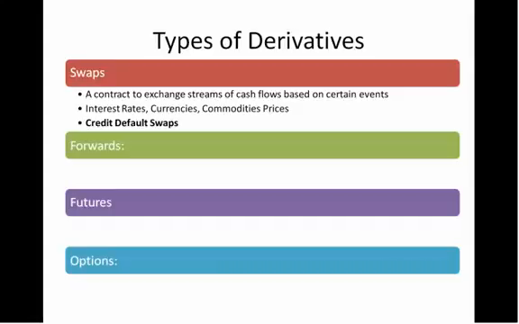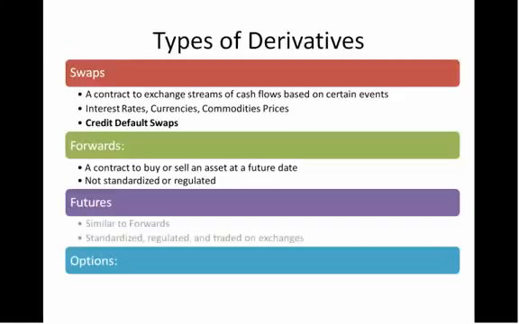On the other hand, forwards are contracts to buy or sell assets at a future date. So instead of exchanging cash flows, you're actually exchanging the underlying asset. Forwards are not standardized or regulated on major exchanges, so you can structure them pretty creatively, however you want, really. Futures are actually very similar to forwards, but unlike forwards, they are standardized and regulated, and they are traded on exchanges. And futures are often used to speculate on commodities such as oil and timber and even orange juice, as in the movie Trading Places, where they tried to corner the orange juice market.